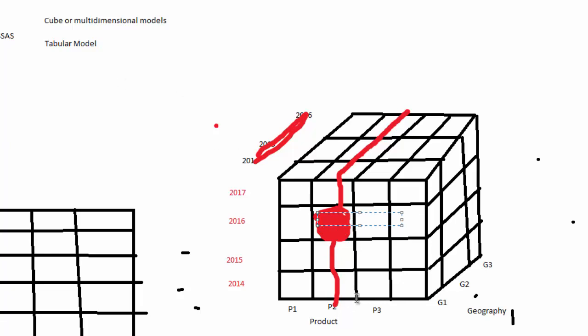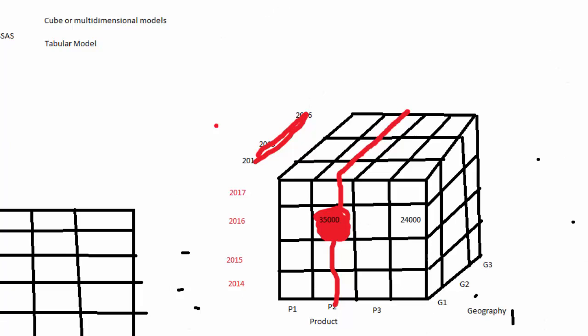like for example the sales were 35,000 for this particular square, and you can write some other number for some other square. So since the value of 35,000 is represented at this particular square, it means that 35,000 is the sales amount for product P2 in the year 2016 in the geography G1. It can be India, Canada, anything. So this is called a sales cube.